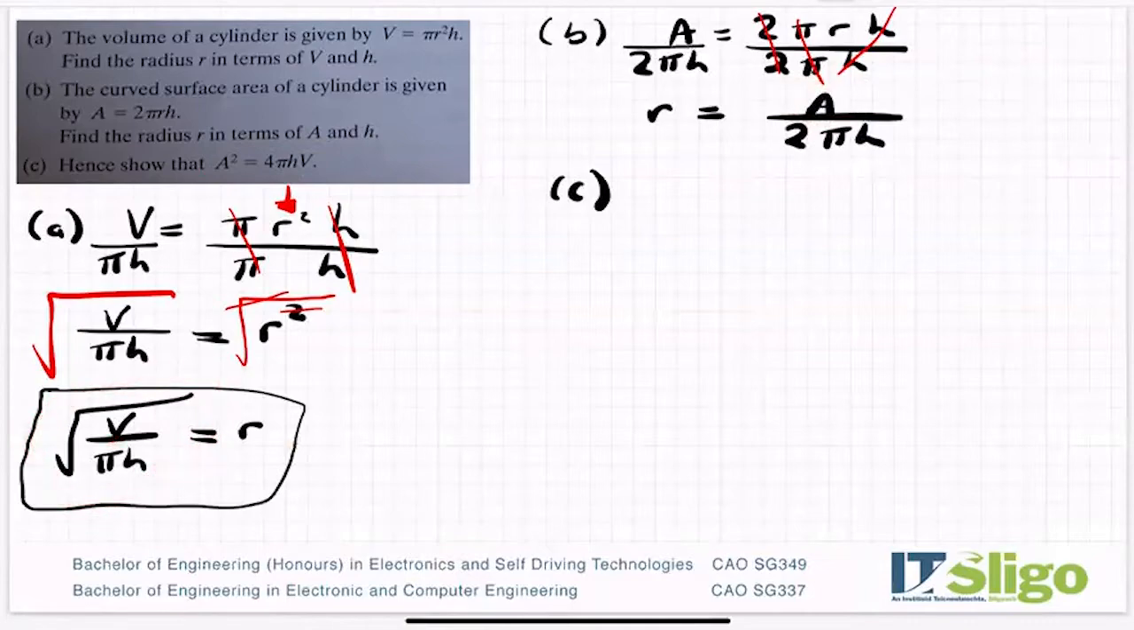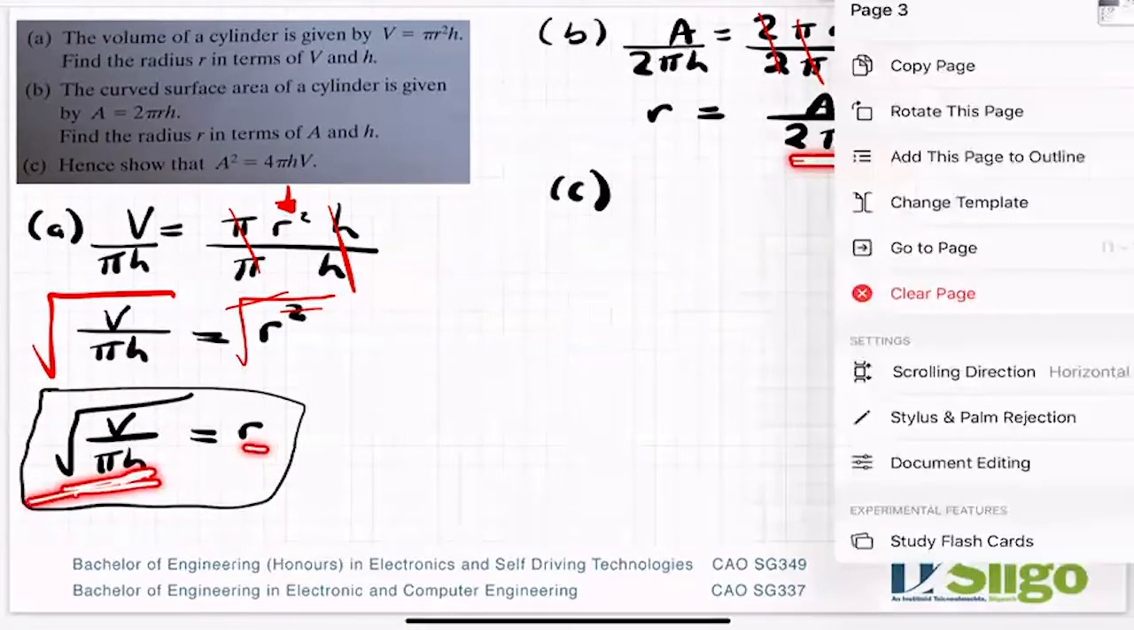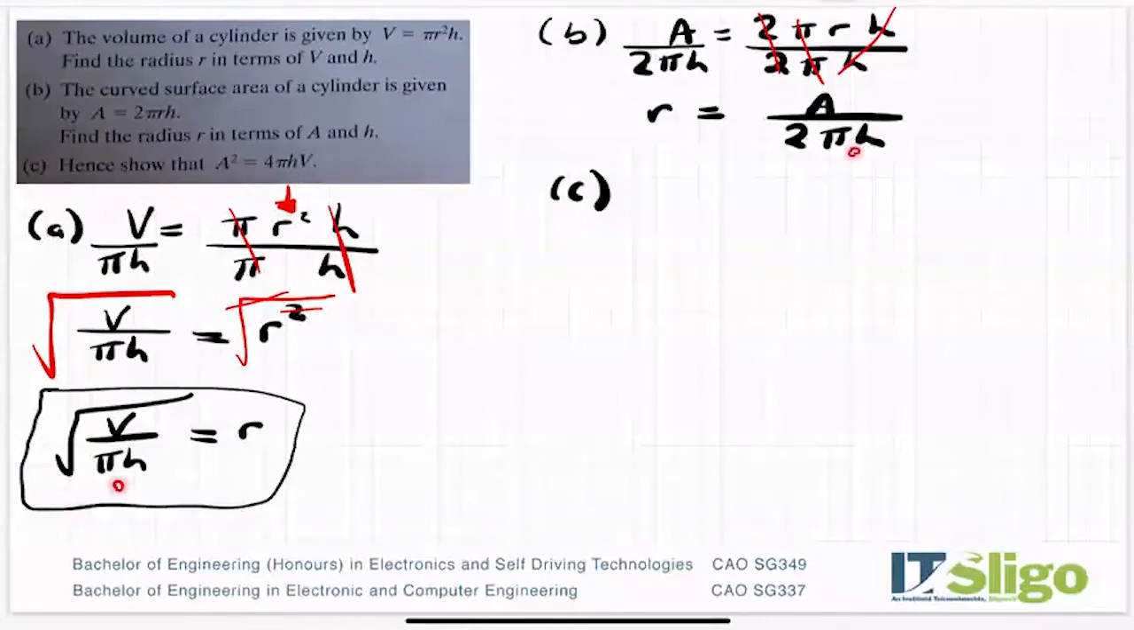So somehow squaring will give me an a squared here, and it'll also get rid of the square root sign here. Okay, so another trick is when they have an "hence", and you have two formulas, the square root of v over pi h being equal to r, and a over 2 pi h being equal to r. Well, the only way that that can equal r and that can equal r is if these two things are the same.